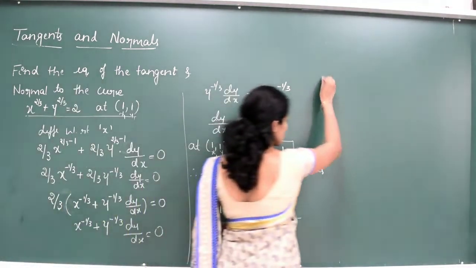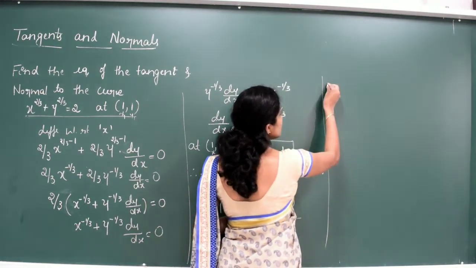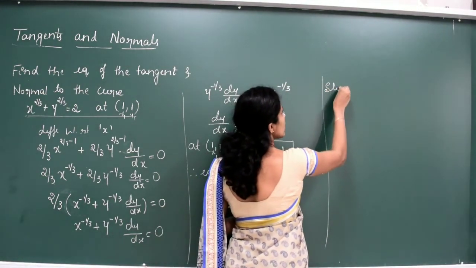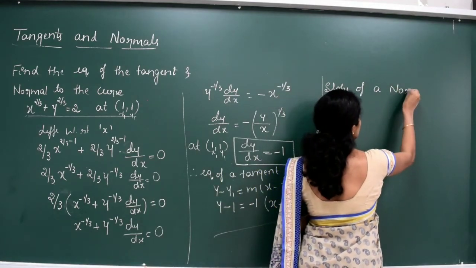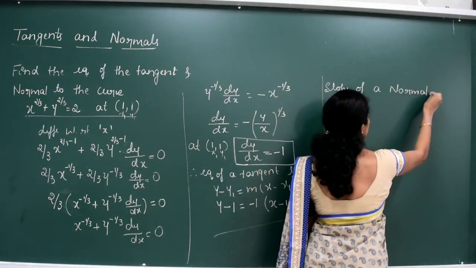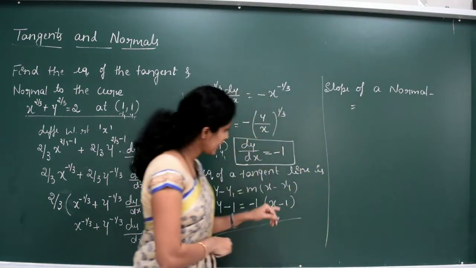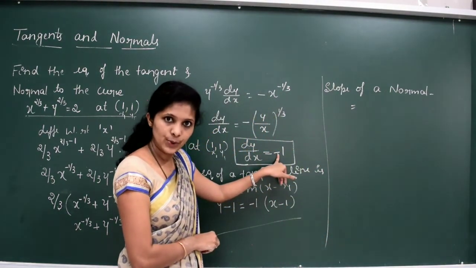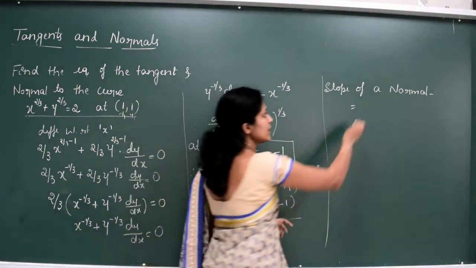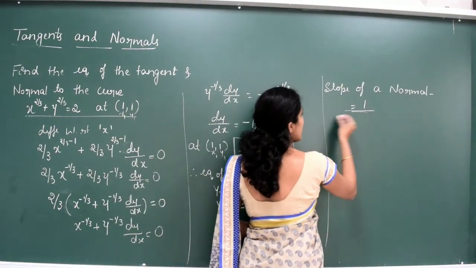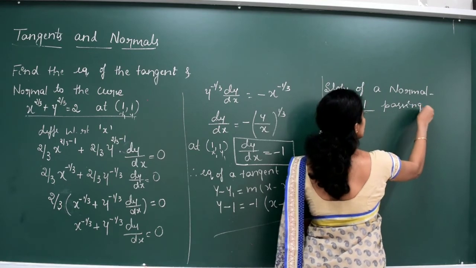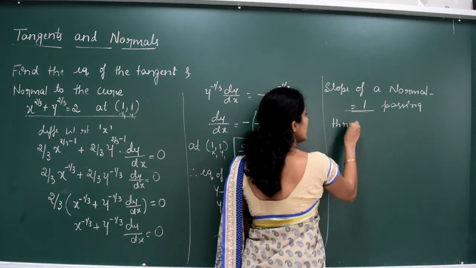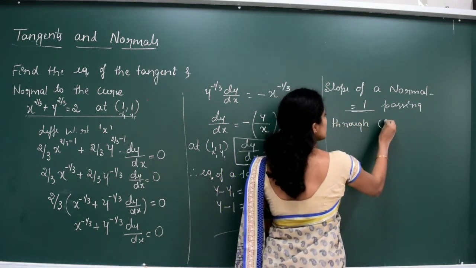Now to find the equation of a normal, we need the slope of a normal. What is the slope of a normal? It will be a negative reciprocal. Negative means it will be positive, right? So reciprocal means it will be 1. So now it is passing through the point. What is the point? 1 comma 1.